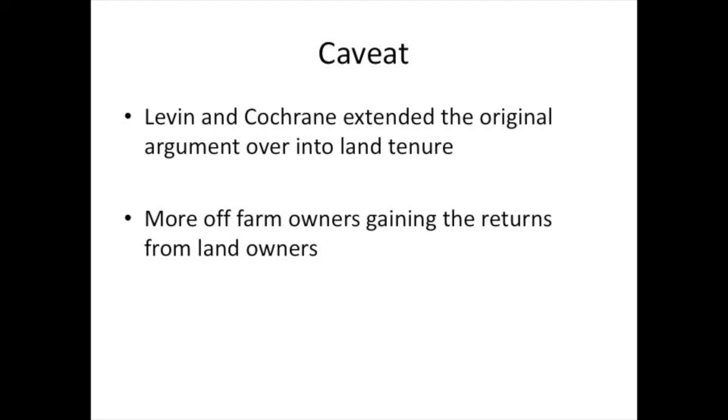Levin and Cochrane actually also extended the original treadmill argument over into land tenure. They included land rents in their land economic argument and looked at that issue a bit more closely. That does change things a bit, and we will talk about land tenure and cash rents as we move forward into this semester.